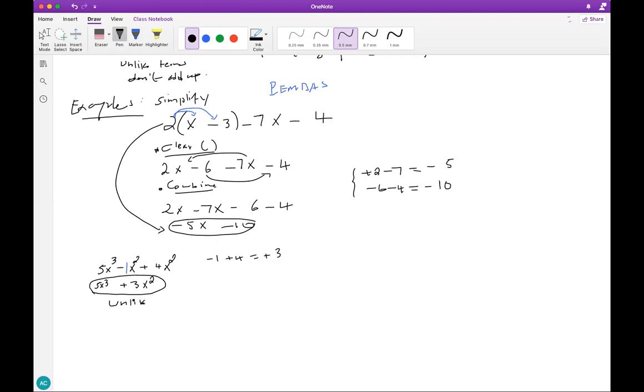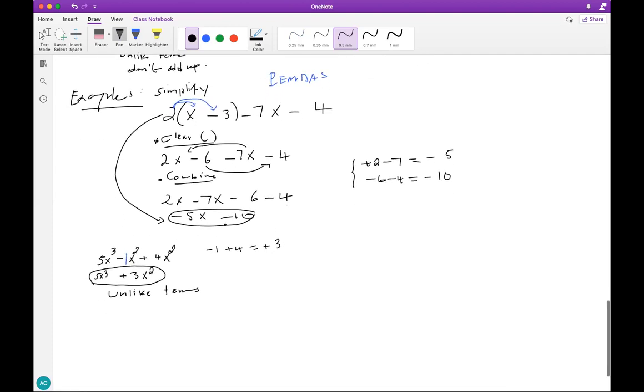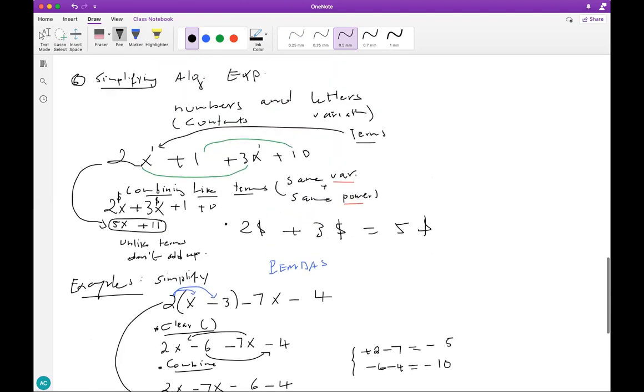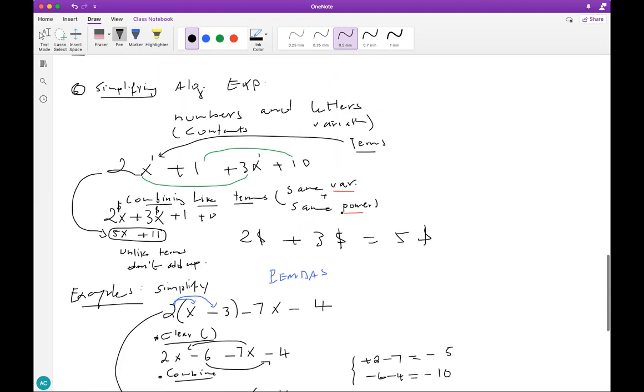Okay? These are unlike terms, because even though they have the same variable, the power is different. So therefore, we can't add these two. We can't combine them, it just stays like that. So unlike terms. It's basically how we combine like terms. They must have, as I said before, the same variable to the same power. If you don't have the same variable and same power, then we can't add.